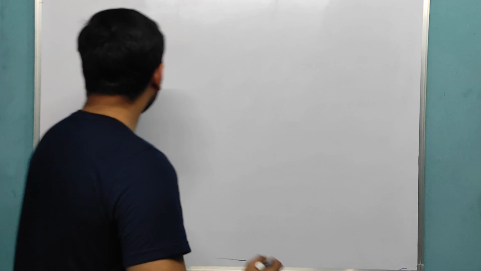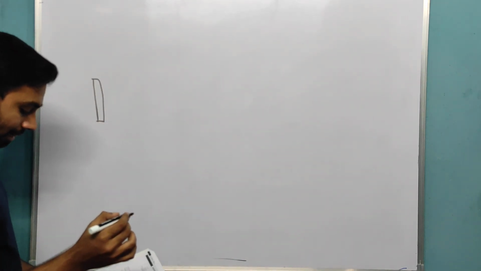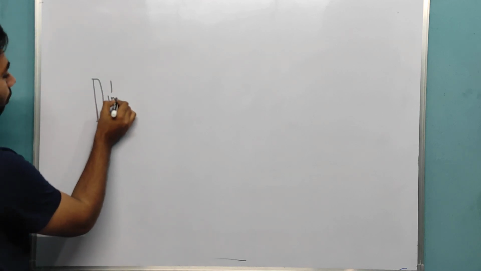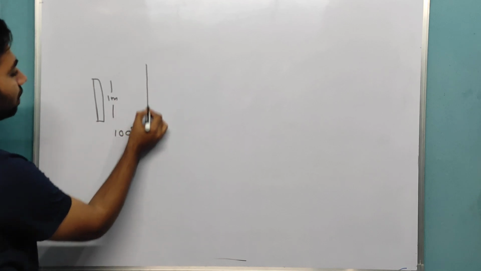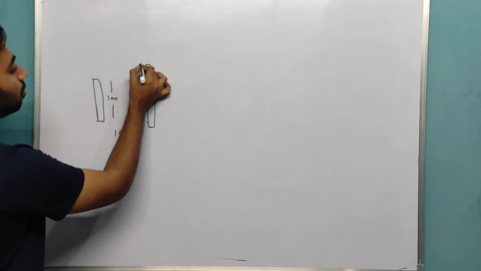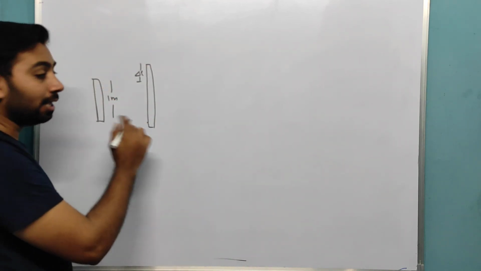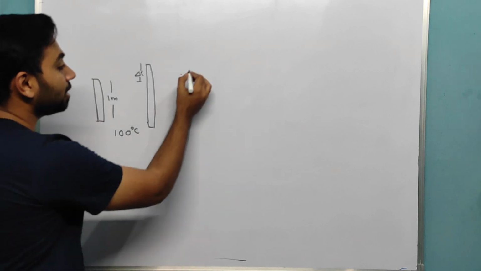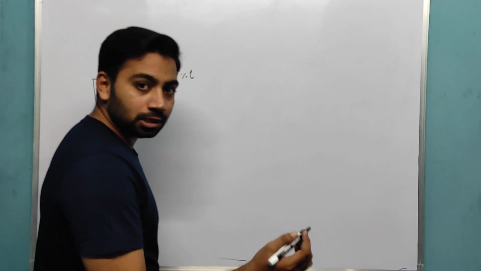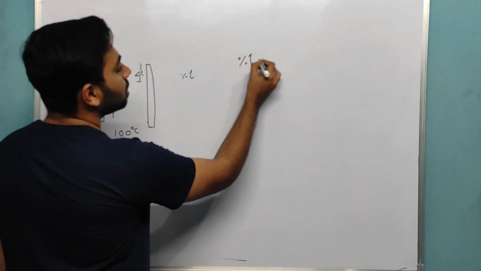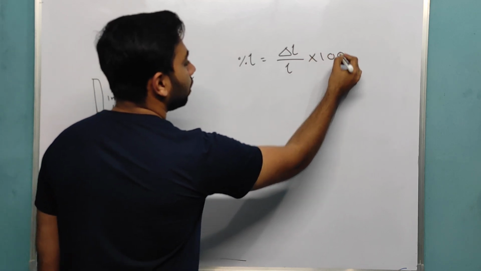See what they are asking now. There is one simple iron rod whose length is 1 meter. Now, if you raise the temperature by 100 degrees Celsius, we know there will be a change in length. We want this change in length in the form of percentage. To write it as a percentage, we write percentage change is equal to change in length divided by original length into 100.